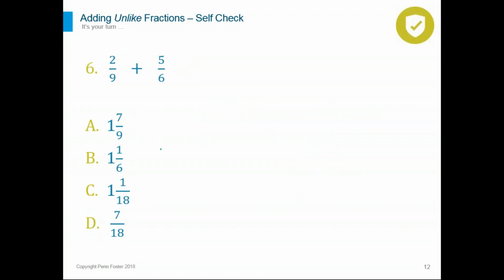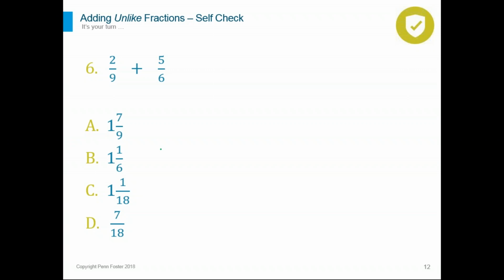2 over 9 plus 5 over 6. 2 over 9 plus 5 over 6, two unlike fractions. We have to add them. Are we going to change one or two fractions in this case? Is 9 a multiple of 6? 6 times what will give you 9? If you answer that question correctly, you will know how to get to the next step. What would be the common denominator that is a multiple of 6 and also a multiple of 9?